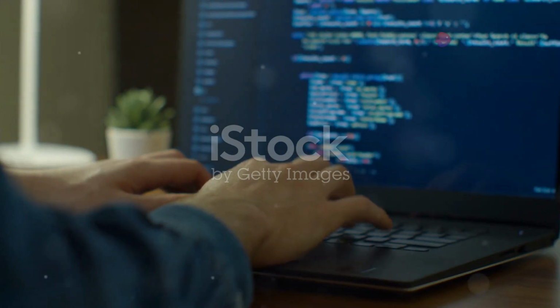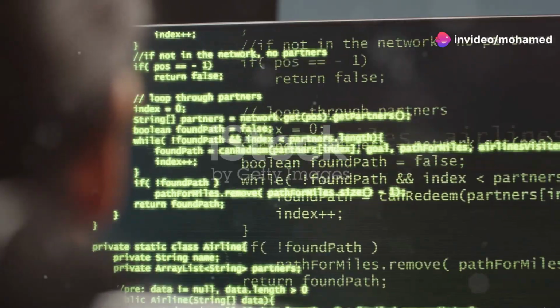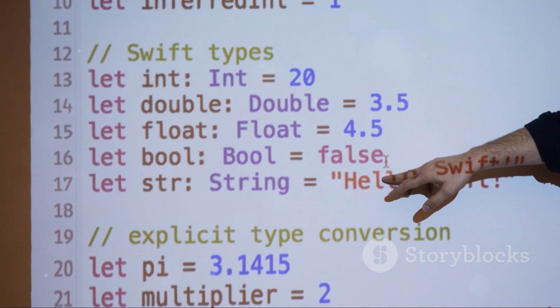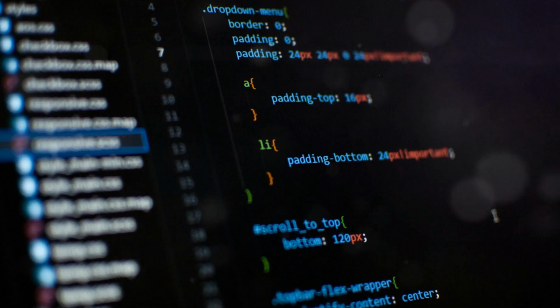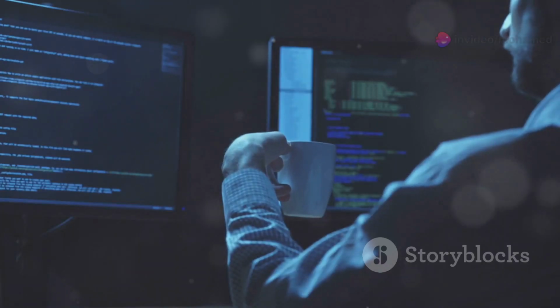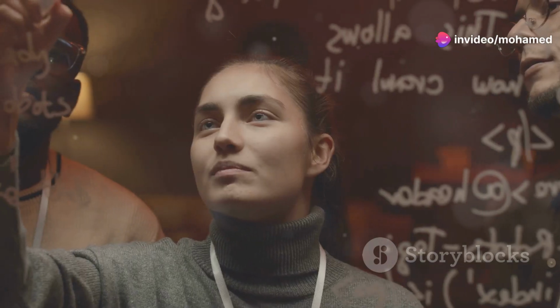All right, folks, let's dive straight into the world of C programming and unravel the mysteries of constants and literals. So what exactly are constants? In C programming, a constant is a value that cannot be altered during the execution of the program. Think of it as a fixed value, a number or a character that remains the same throughout.